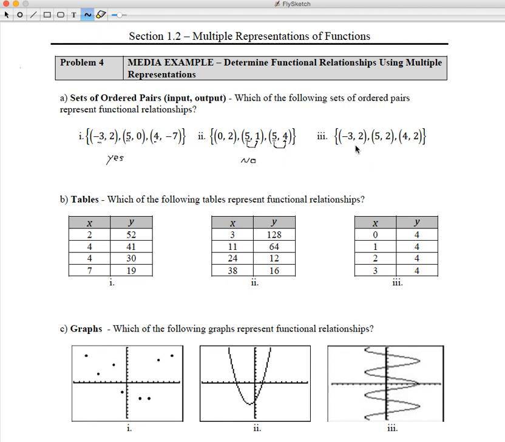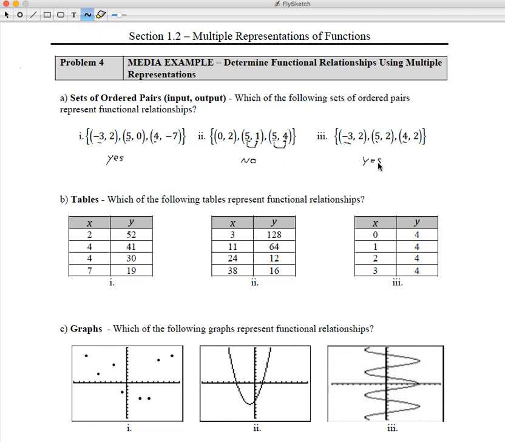Looking at the third data set, I have inputs of -3, 5, and 4. These are all unique inputs, and it doesn't matter that they're all associated with the same output because the rule for a function is that for each input, it's associated with a unique value for the output, with one unique value. So this one is a function also.